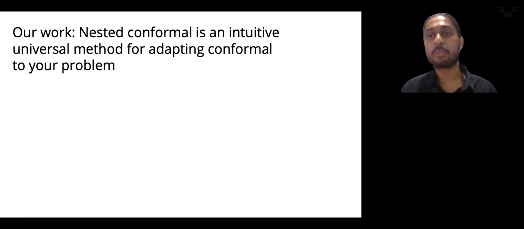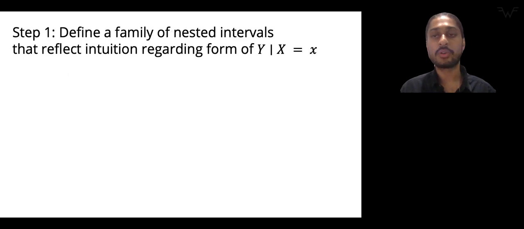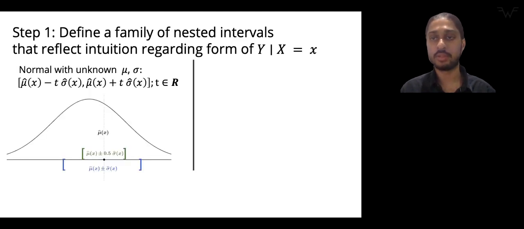In our work, we reformulate conformal in a way that is intuitive and universal. This framework can be understood even if you are unfamiliar with conformal. We now describe step 1 of this framework, which starts with a family of nested intervals. First, we want to define a sequence of nested intervals that reflect some belief regarding the form of y given x. This is best explained through the following example.